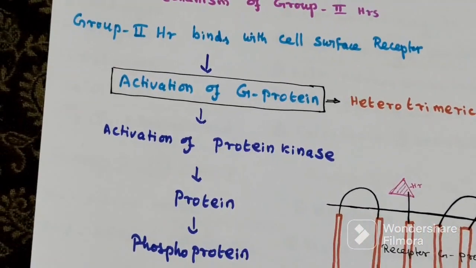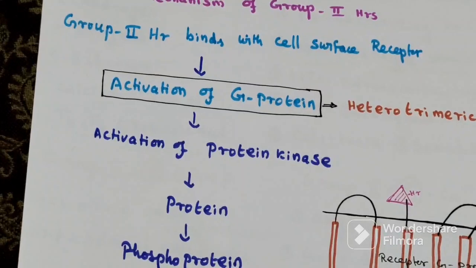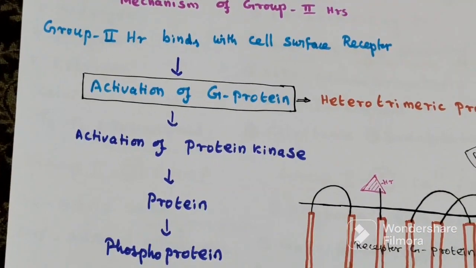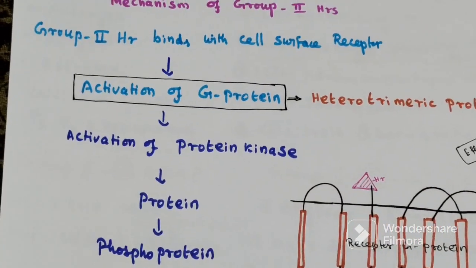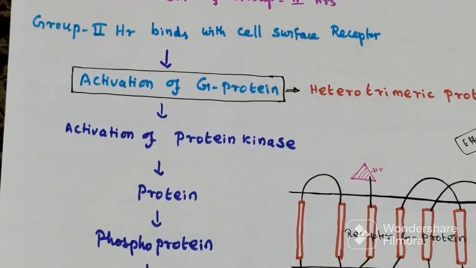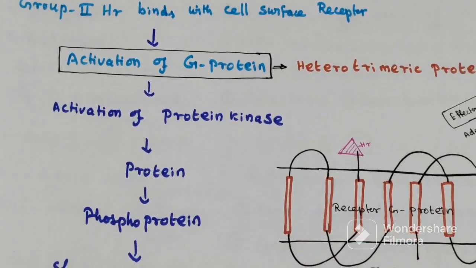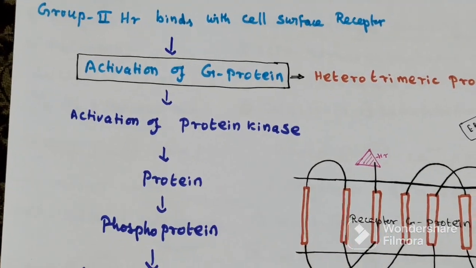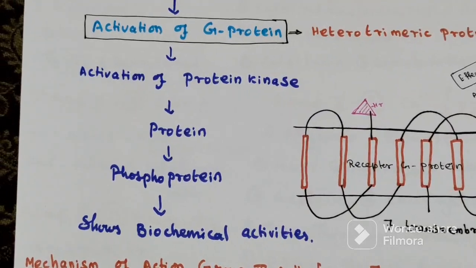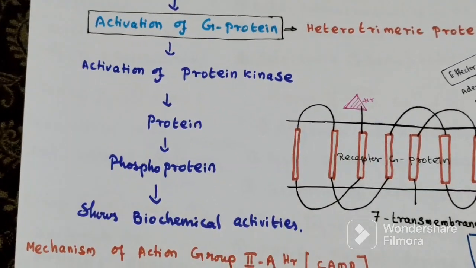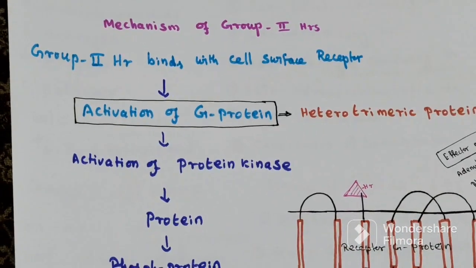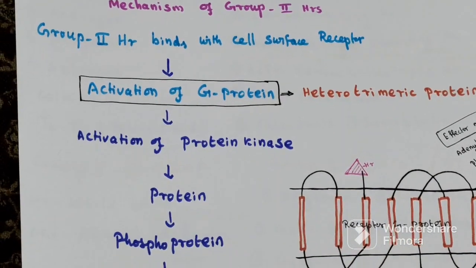So what is the mechanism? First, this group 2 hormone binds with the cell surface receptor. They cause release of a secondary messenger, then the secondary messenger causes activation of protein kinase, and activation of protein kinase will activate protein molecules, and the protein is converted into phosphoprotein. Then only it shows that biochemical activity. So this is the sequence of events in group 2 hormones.